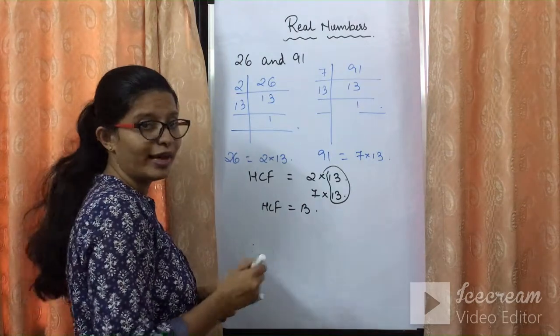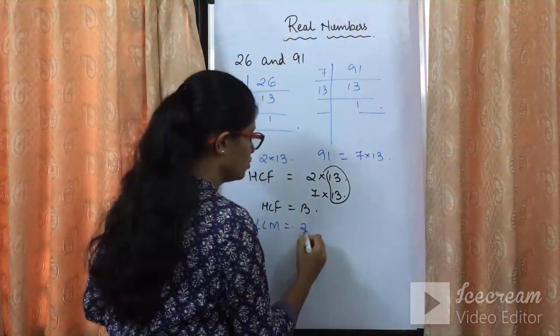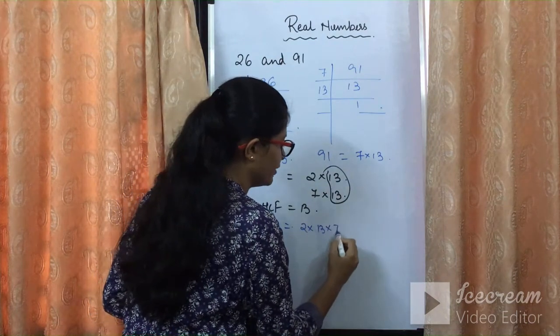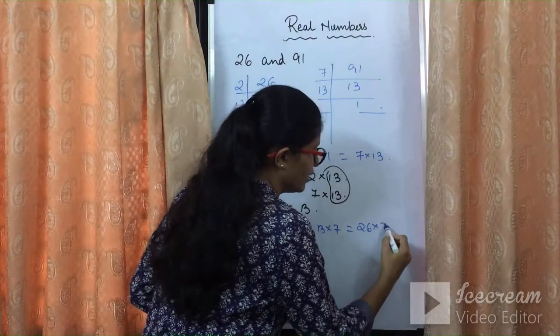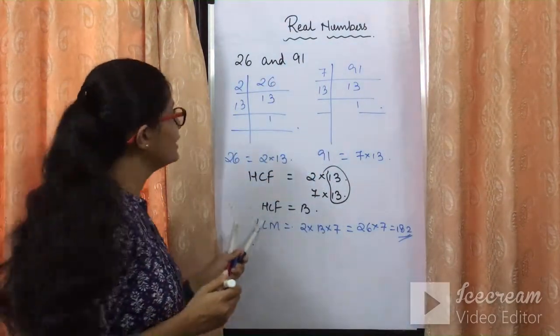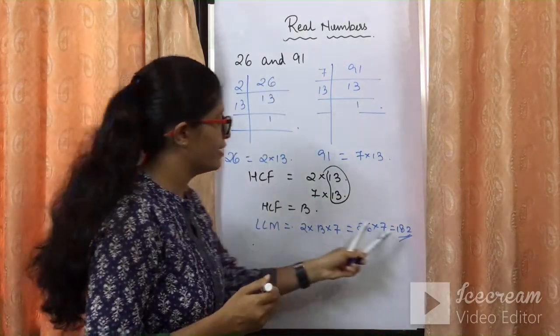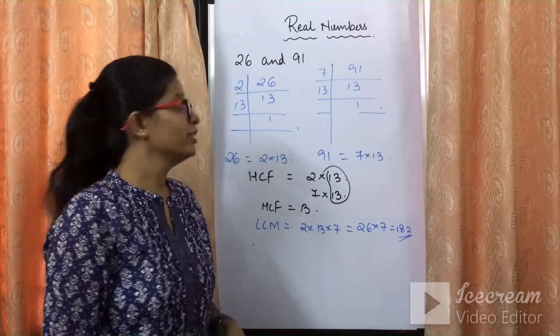Similarly, we can take out LCM for the given problem. LCM is nothing but 2 into 13 into 7. If you multiply all the three, it will be 26 into 7, and it will be 182. So the answers for HCF and LCM for the given two numbers are 13 and 182. So I hope the factorization method is easy.